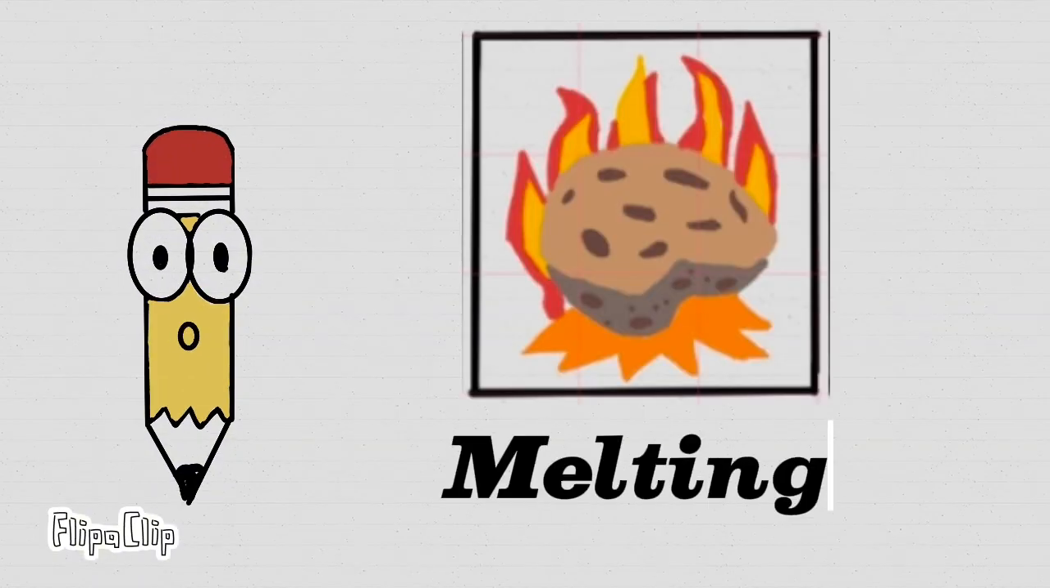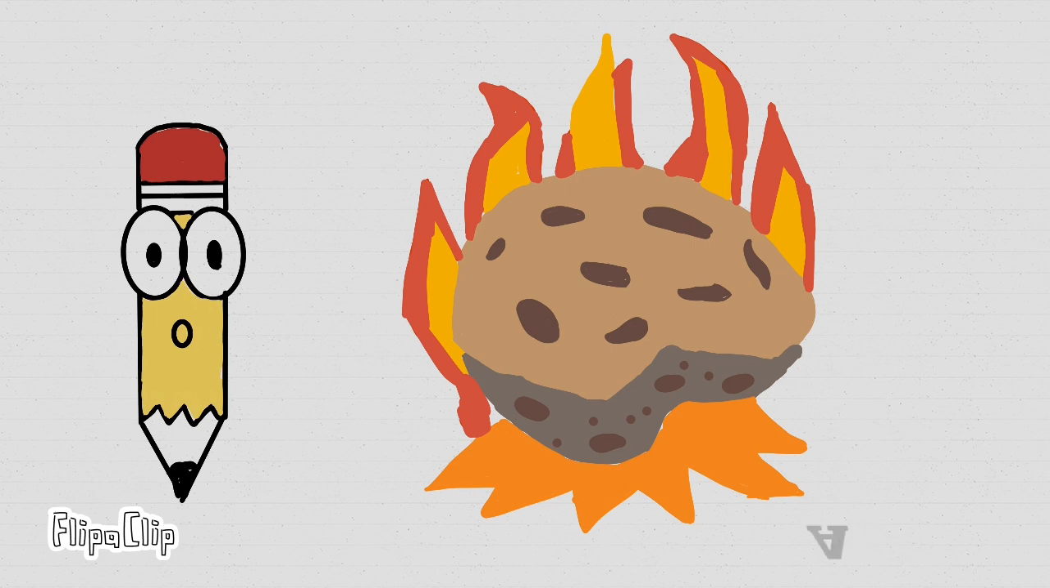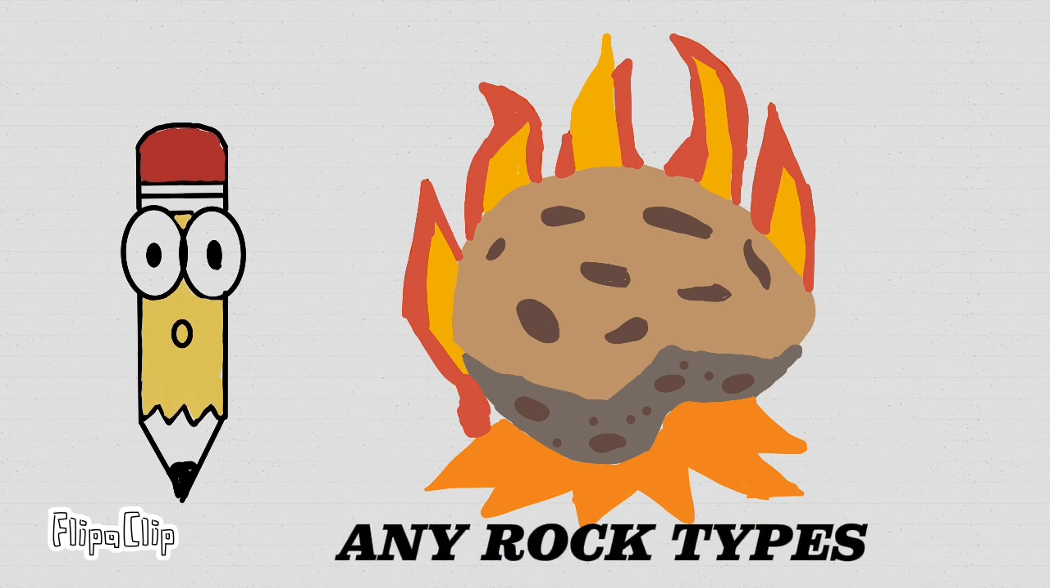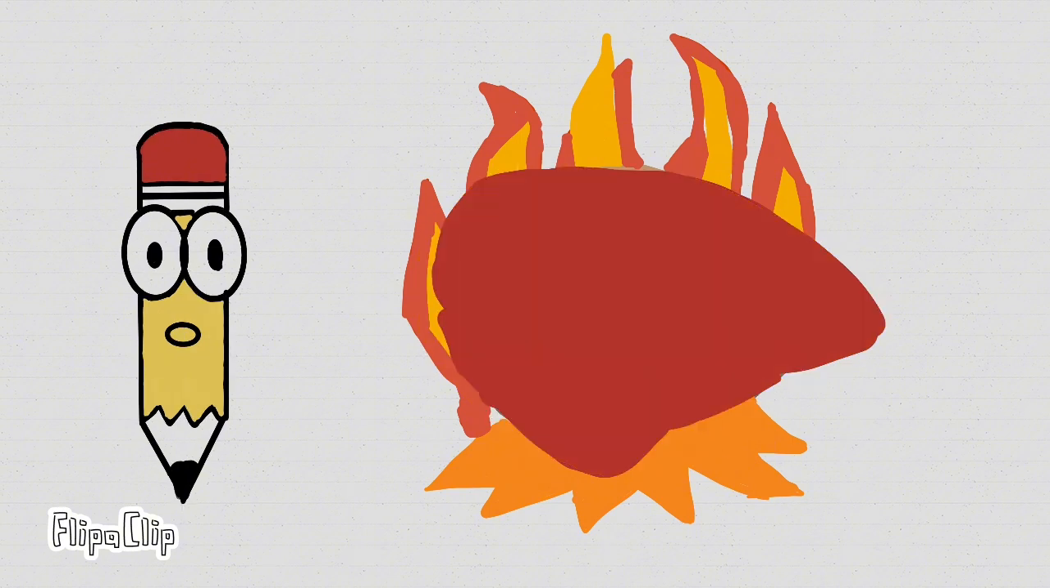Next, let us explore the process of melting. Melting is the geological process by which any rock type is brought back to being magma or molten rock. It takes the temperature of 600 to 1000 degrees Celsius to melt a rock.